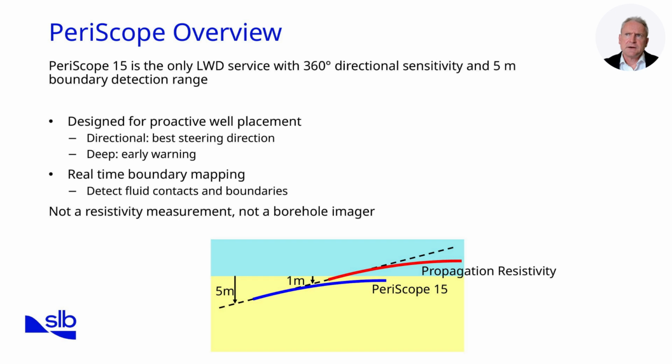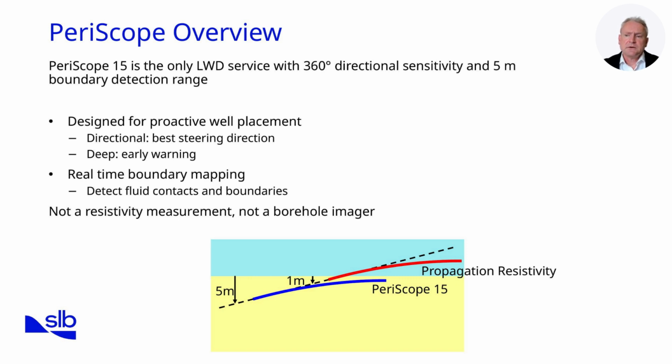The key features of Periscope are: first, it is the only LWD tool with 360-degree directional sensitivity. This means it can determine not just how far a boundary is, but also in which direction, above, below, or lateral to the borehole. Second, it has a 5-meter detection range, or about 15 feet. This allows for early warning of approaching boundaries, giving operators time to steer proactively rather than reactively.